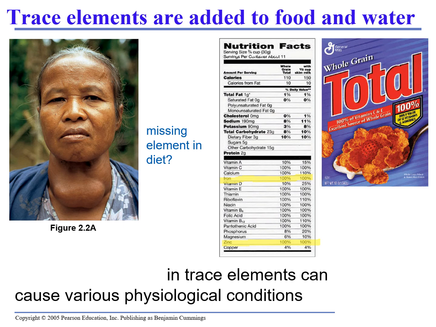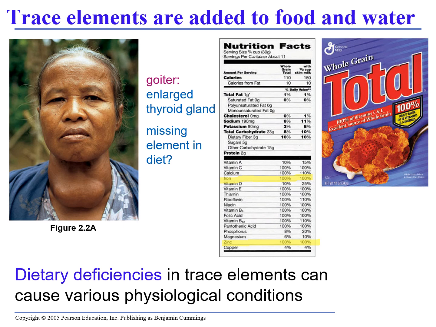What you also see is this lady here, and she is being affected by a dietary deficiency. Dietary deficiencies in trace elements can cause various physiological conditions. Do you know what the missing element in this lady's diet is? It's iodine. Iodine deficiency causes the condition of goiter. Here you can see the lady has goiter, which is the enlargement of the thyroid gland.